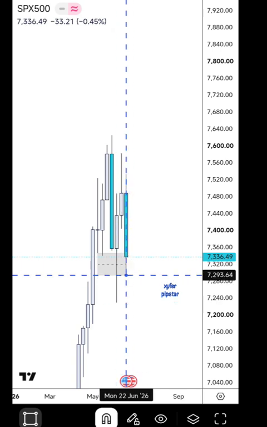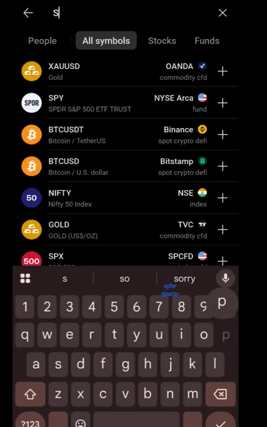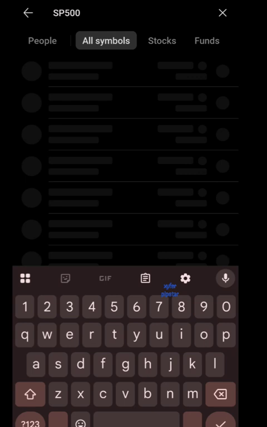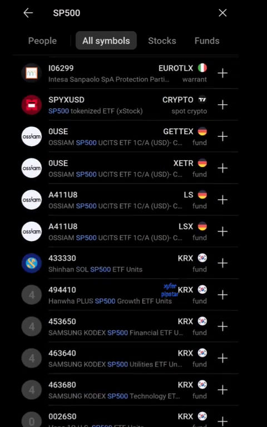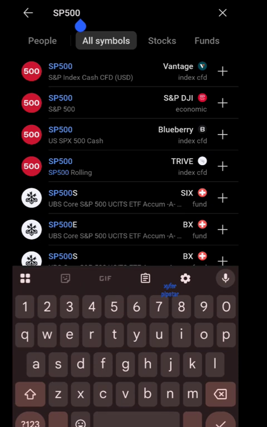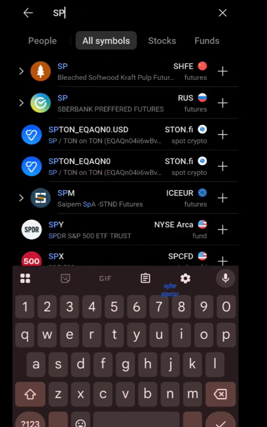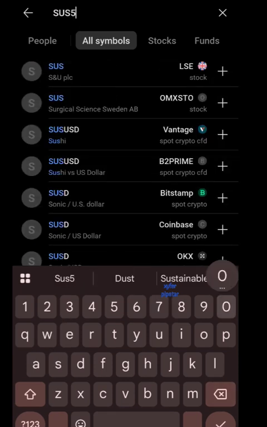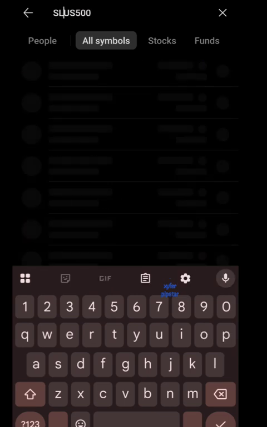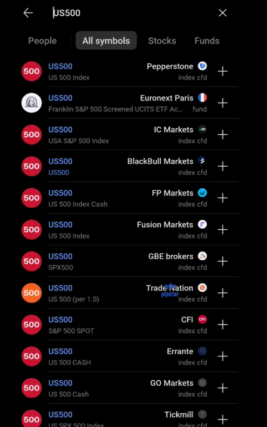Or let me do it like this. Let me look for Pepperstone SP 500, US 500. Yes, this one.